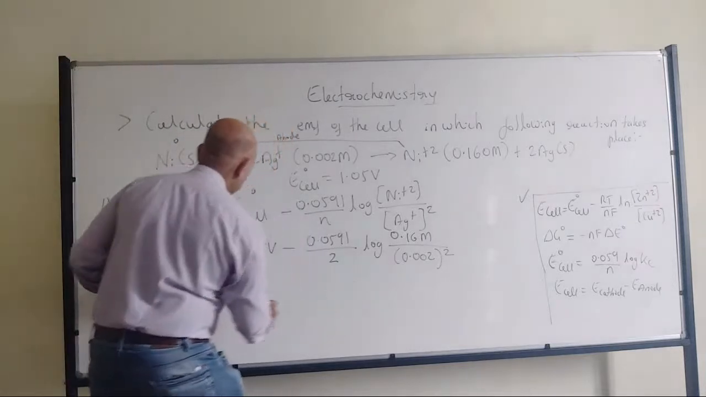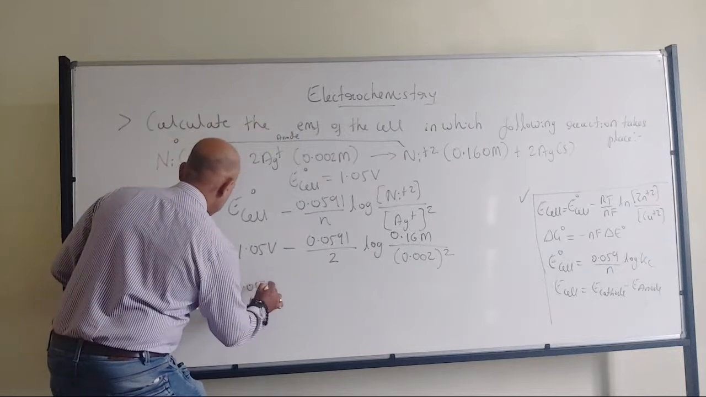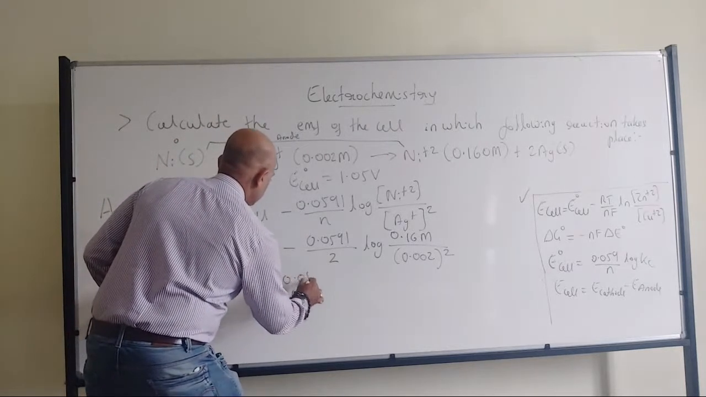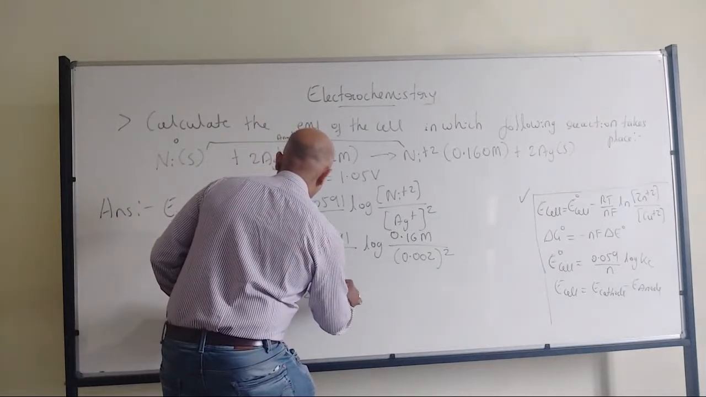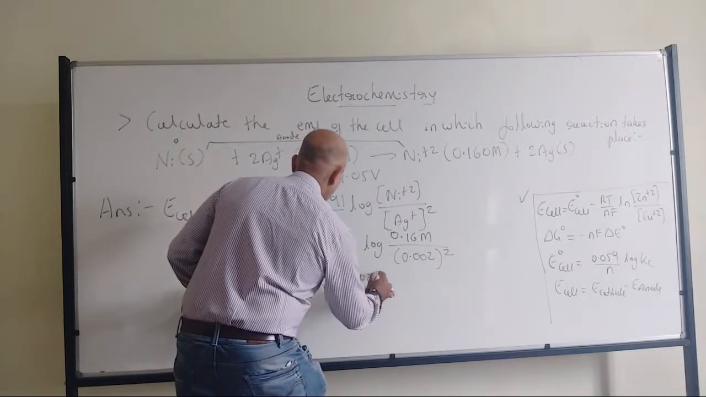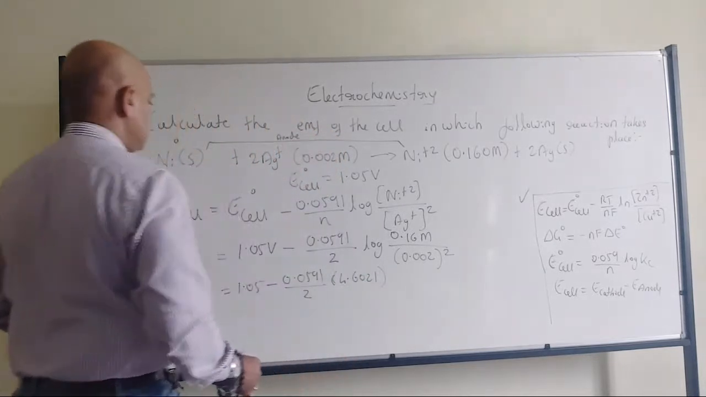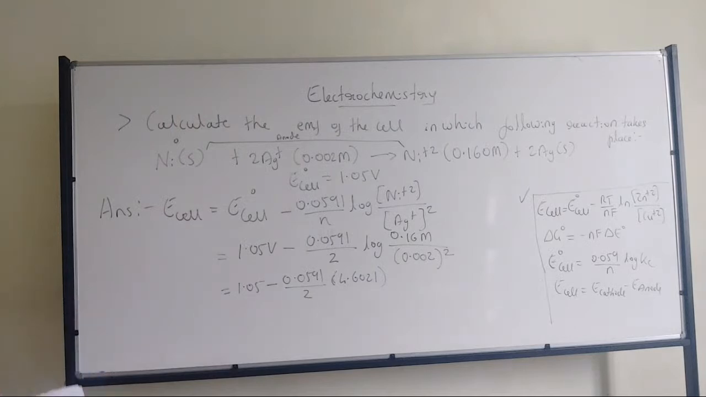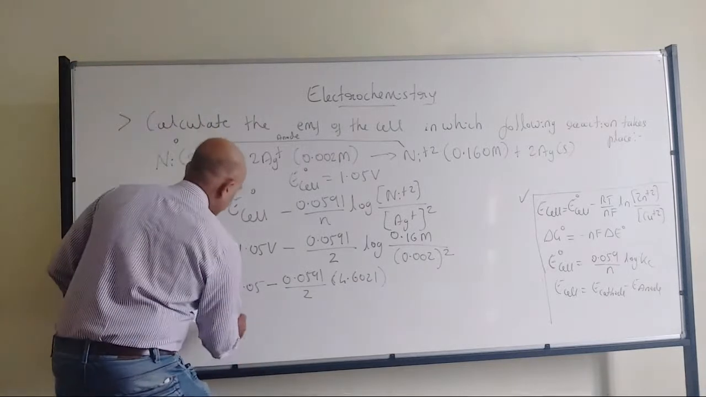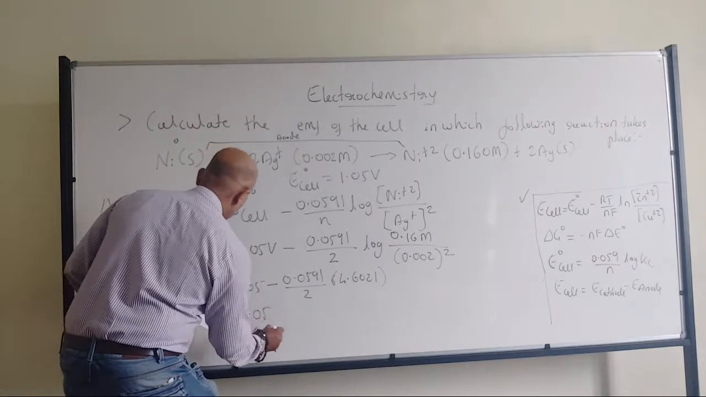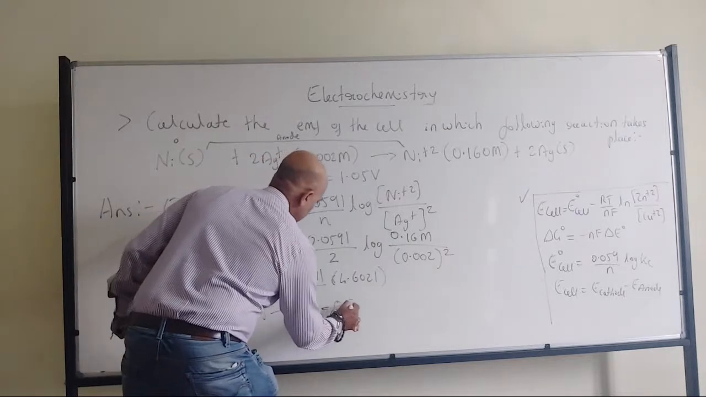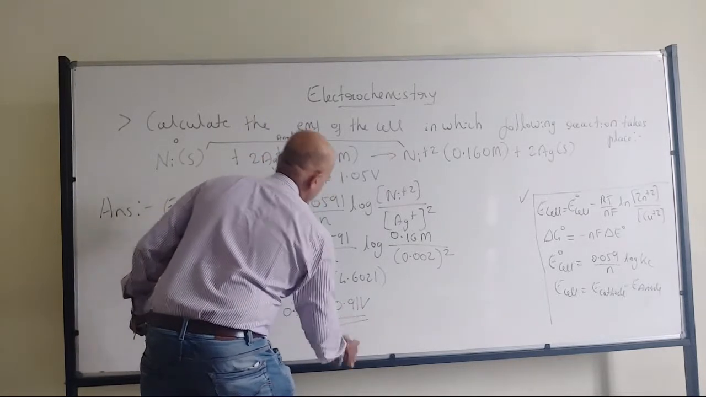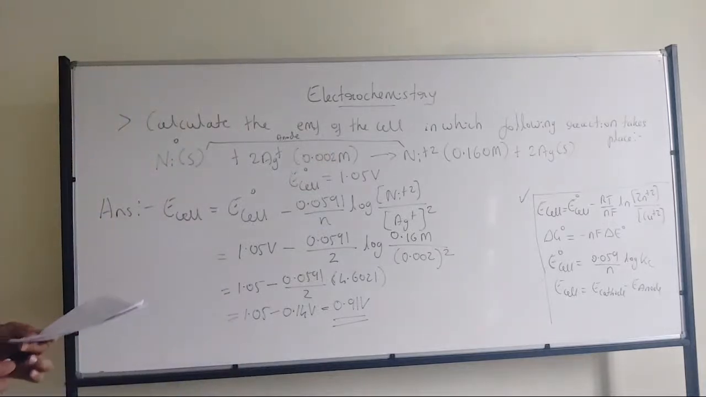So finally, after solving this, 1.0591 divided by 2, I will get 4.6021. We have to find out the log value. Next, 1.05 minus 0.14 volt will give 0.91 volt. That will be your final answer.